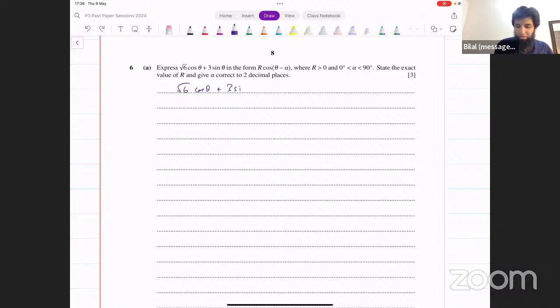If you use that, you would say this is A. A is square root of 6. This is B, which is 3.